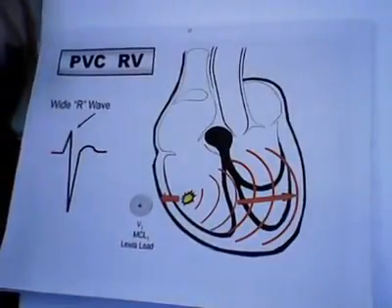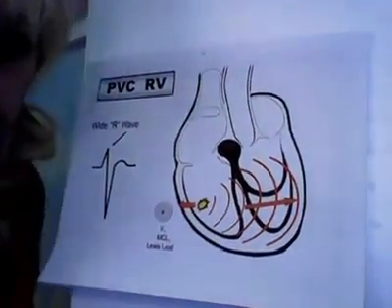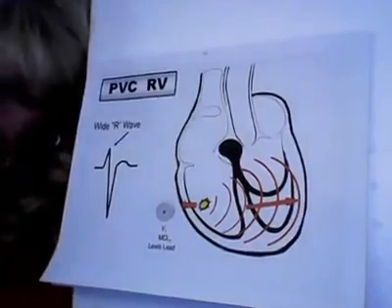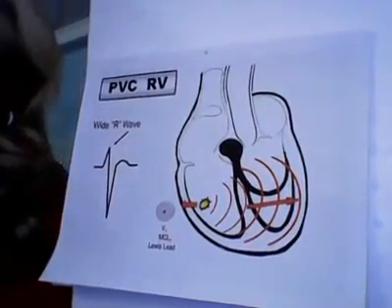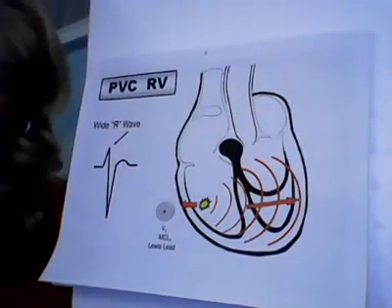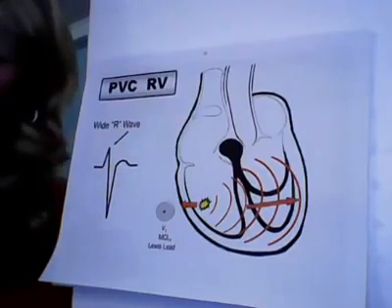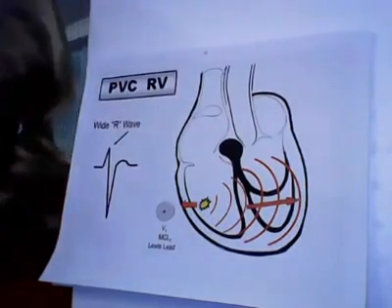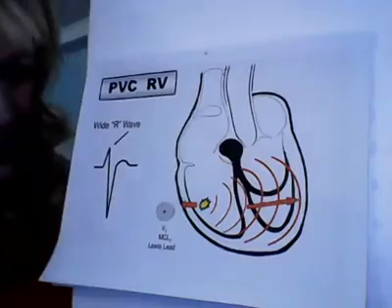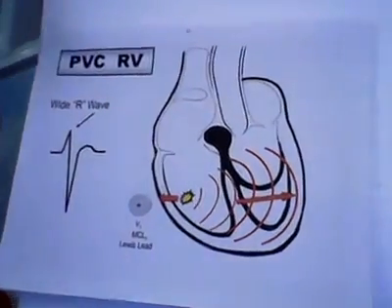Now I want to show you what a PVC from the right ventricle looks like. It's fairly rare. Usually when you see it, someone's probably putting in a Swan, irritating the right ventricle. But let me show you. It's pretty rare, PVCs in the right ventricle.